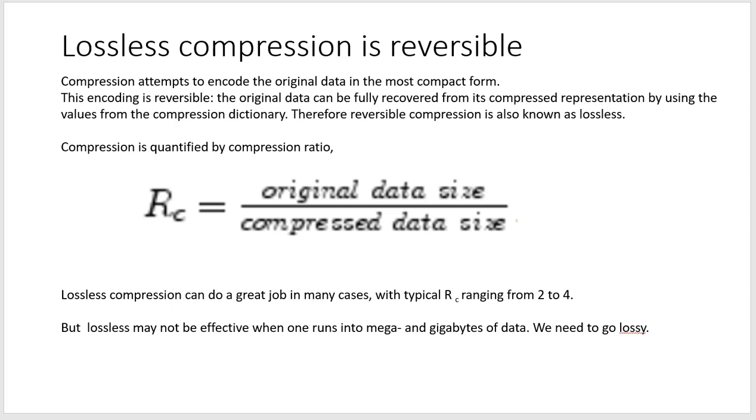Compression is quantified by a compression ratio. So RC or RComp is the original data size divided by the compressed data size. Lossless compression can do a great job in many cases, with a typical RComp ranging from 2 to 4. But lossless may not be effective when one runs into mega and gigabits of data. So we need to go lossy.